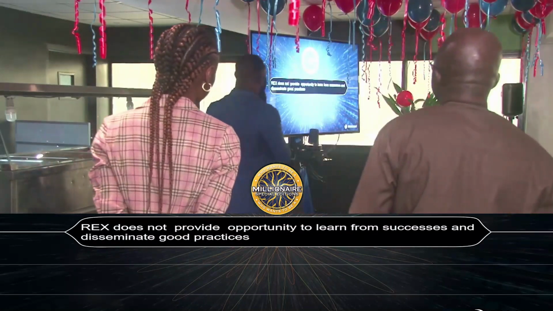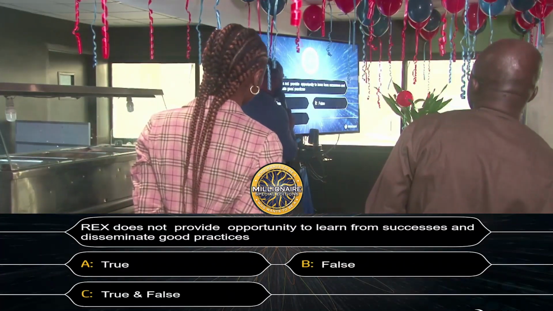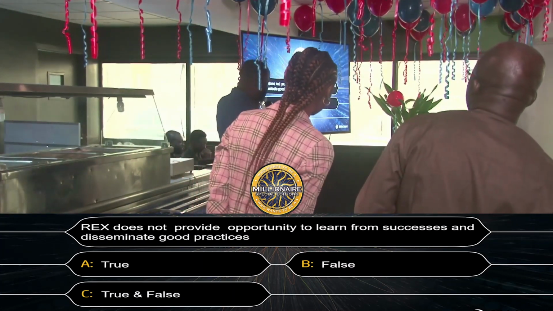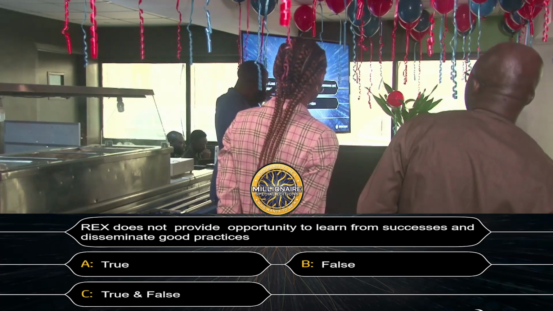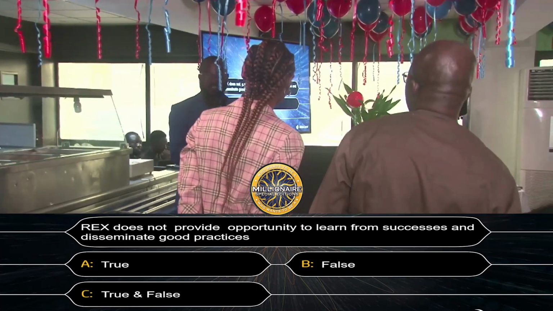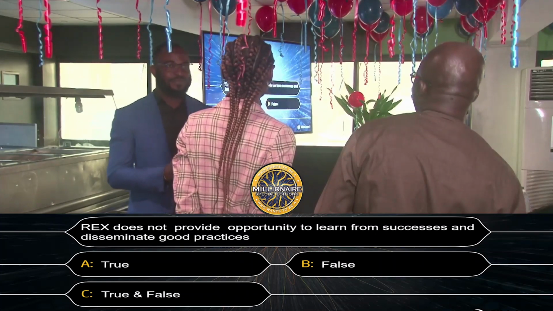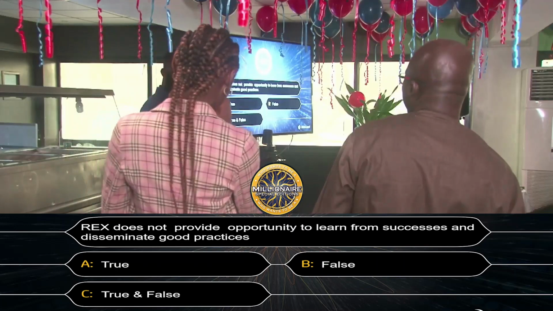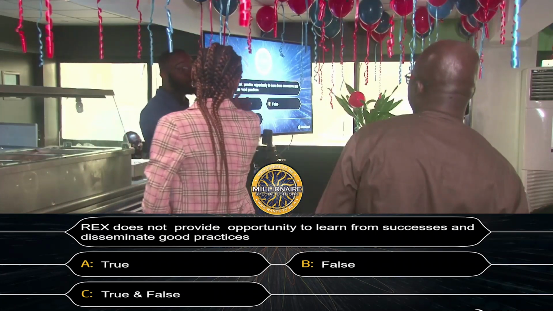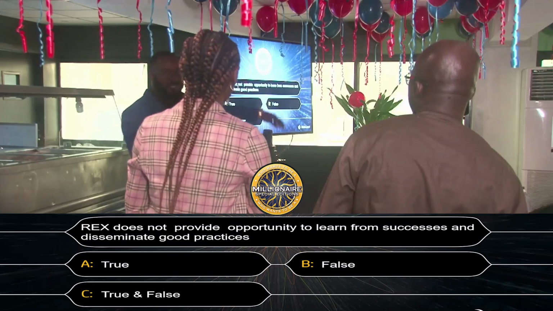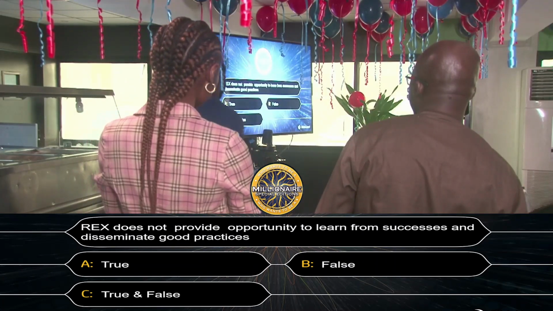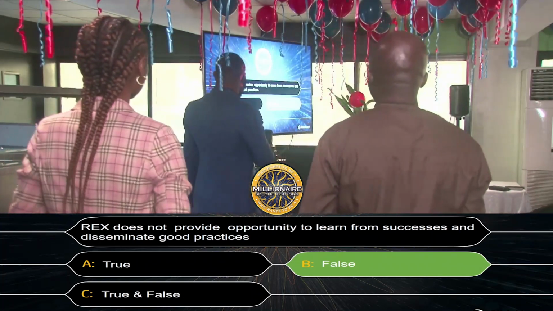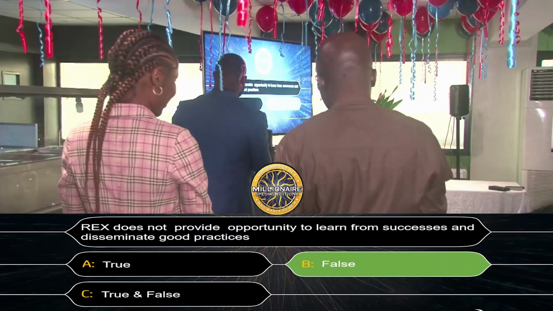REX does not provide opportunity to learn from successes and disseminate good practices. A, true. B, false. True or false? Final answer? B, false. Let's see if it's correct. Correct. Next question.